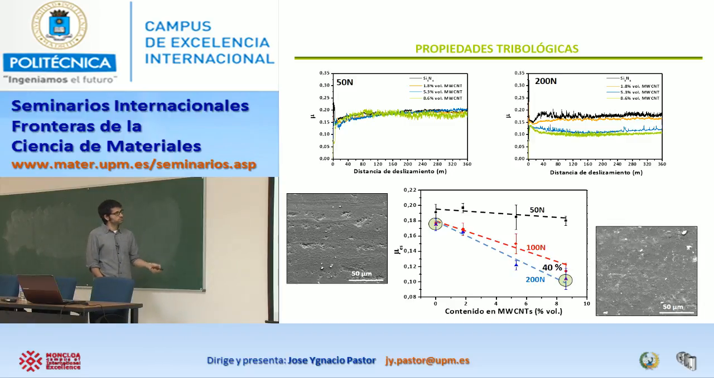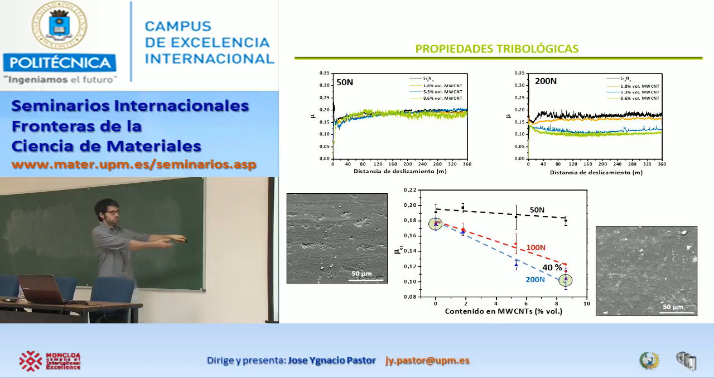Here, I think it's even easier to see. Here is the coefficient of friction as a function of the content of our nanotubes. For 50 newtons, the improvement is small, but when we go to really high pressure, as in these kinds of engines, we observe a 40% reduction of the coefficient of friction. That of course is totally critical. Also, if we analyze both surfaces, maybe the resolution is not the best, but here for the silicon nitride you see this is called pull out of the material.